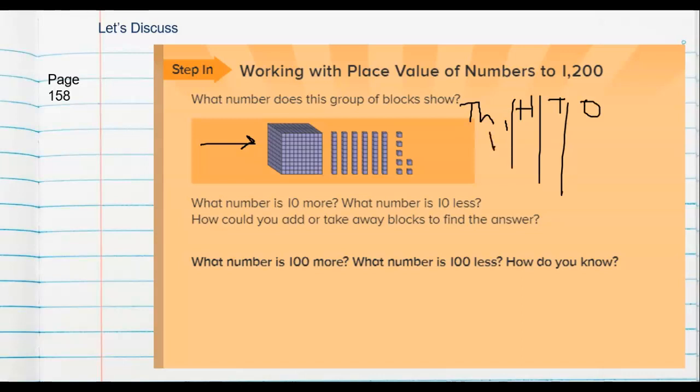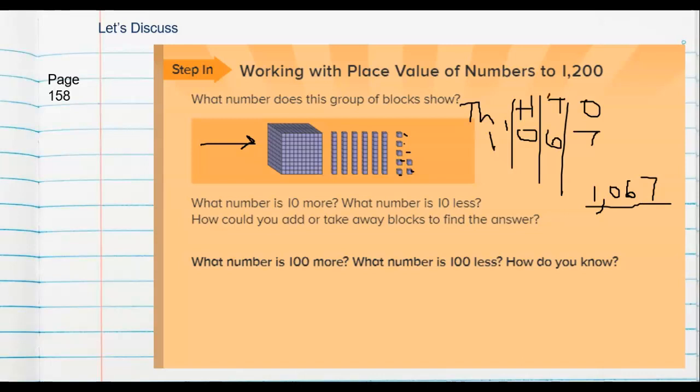How many thousands do we have? We have 1. How many hundreds? 0. How many tens? 1, 2, 3, 4, 5, 6. And how many ones? 1, 2, 3, 4, 5, 6, 7. Okay, so our number is 1,000. I'm going to write it kind of neater. Sometimes it's hard to write with the mouse. 1,067. And it says, what is the number if I wanted to be 10 more? What would the number change to if I had 10 more?